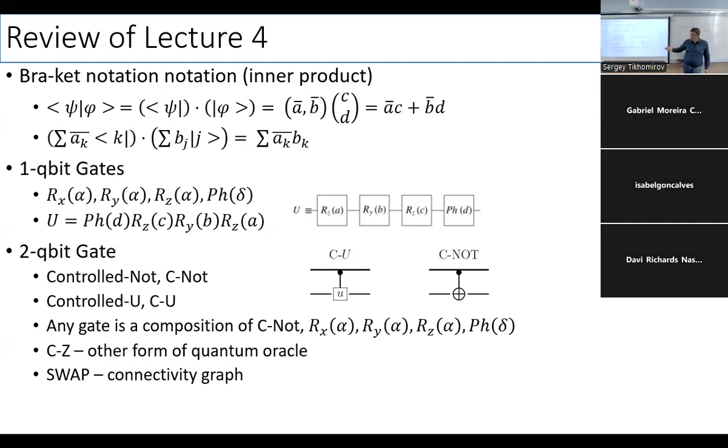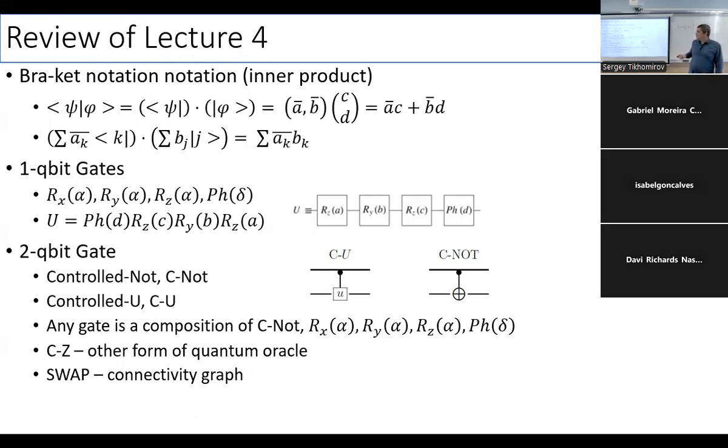On the second qubit, if the first is 0, then it does nothing. But if the first is 1, then it applies NOT to the second one. So this is a logical operation, an if operator, but in a quantum computer.